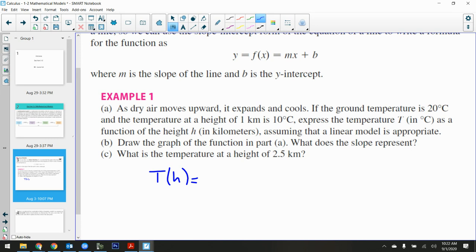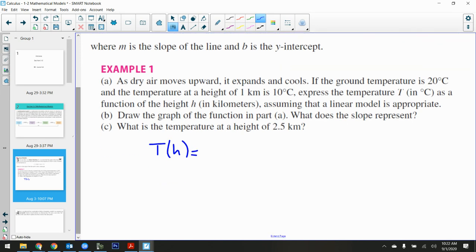Assuming that it's a linear model. And at the end, we'll talk about why it is a linear model and how we know that a linear model is appropriate. Okay, now, what we're given here is basically two pieces of data, isn't it?